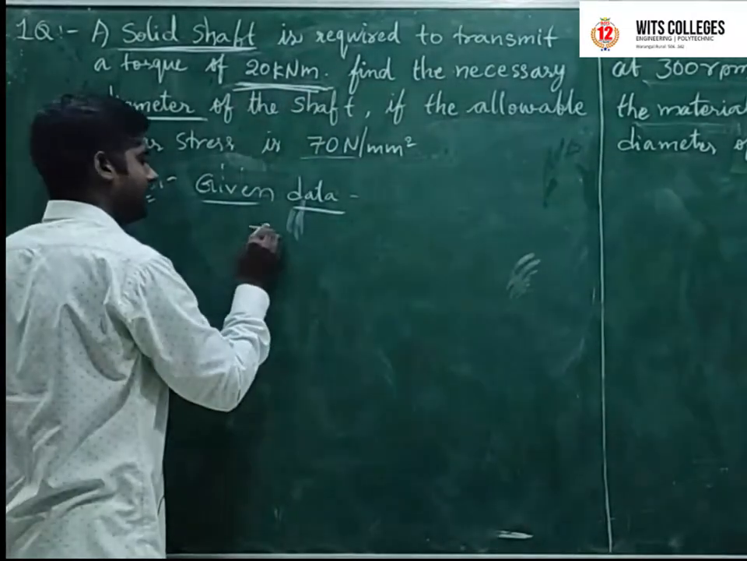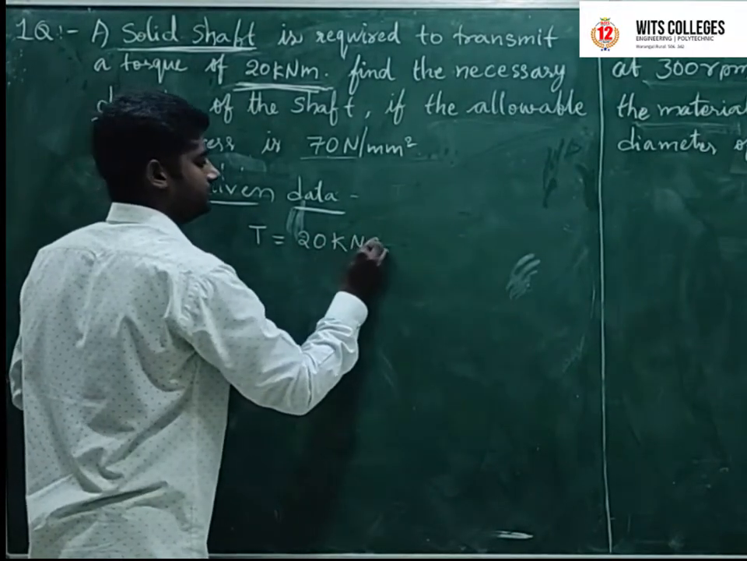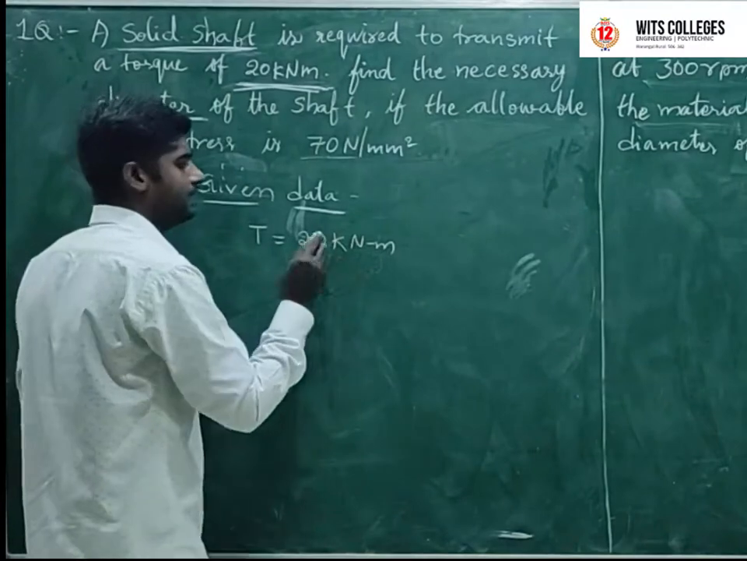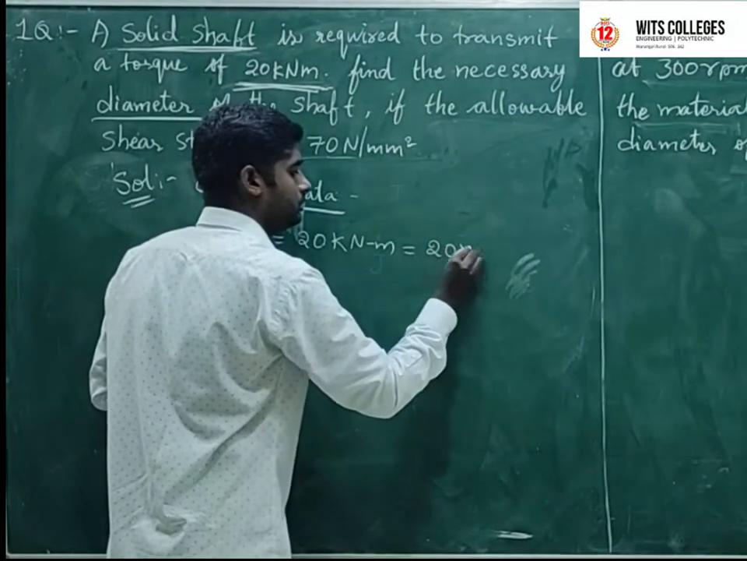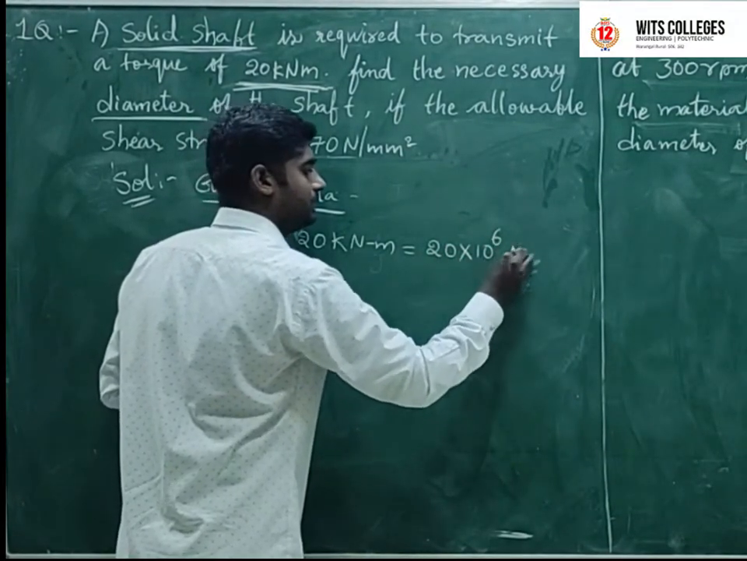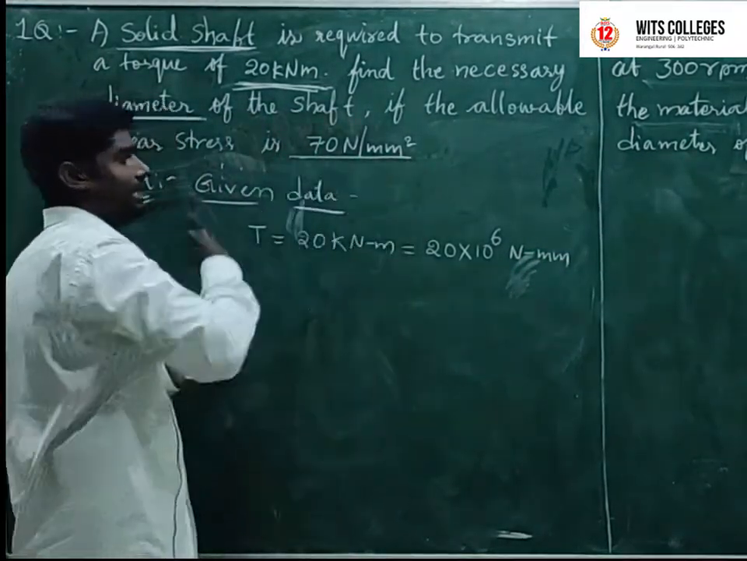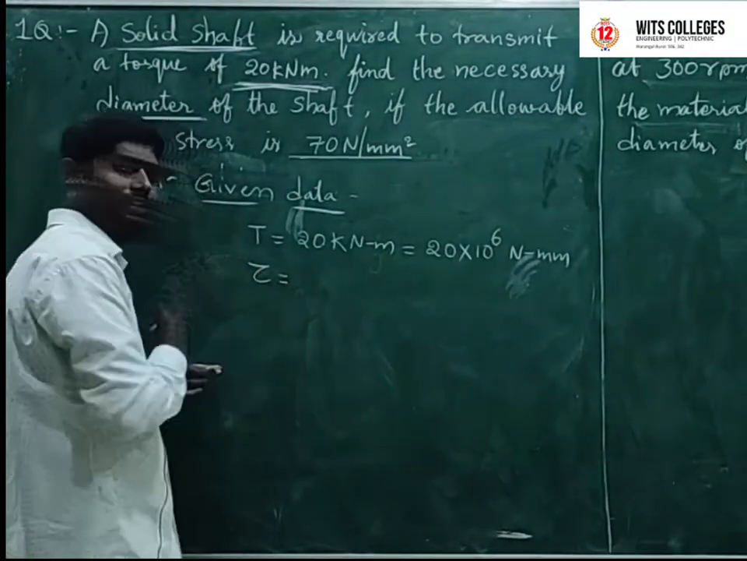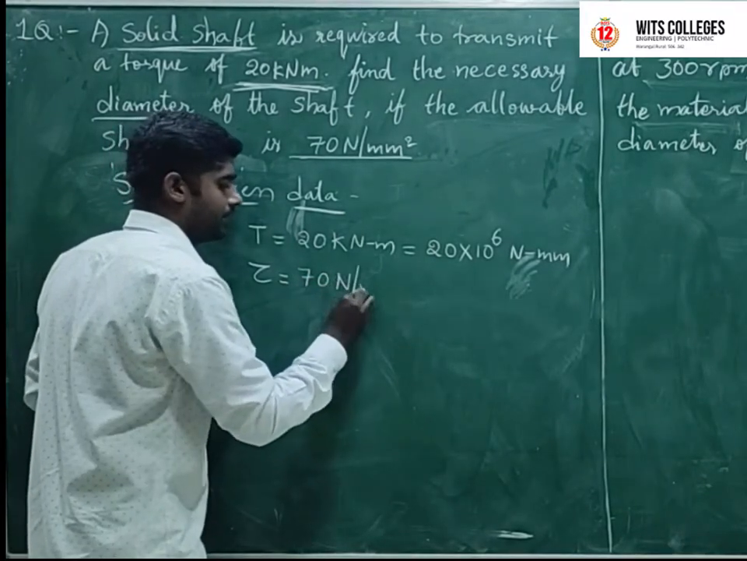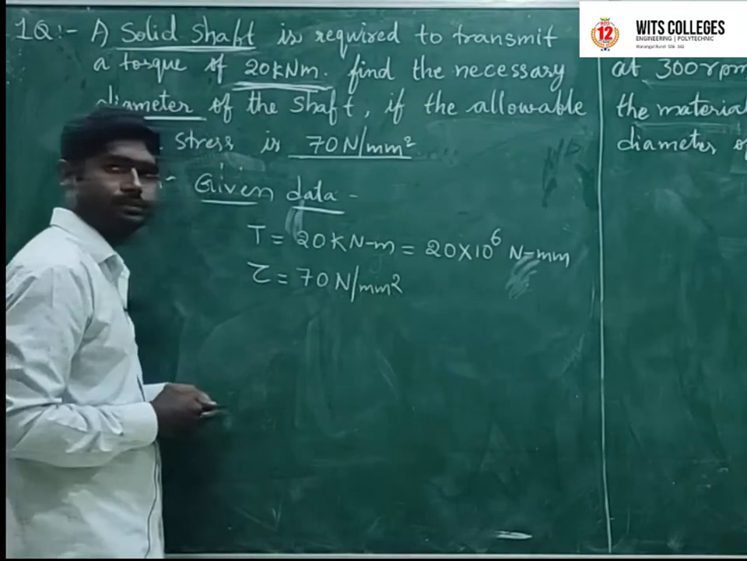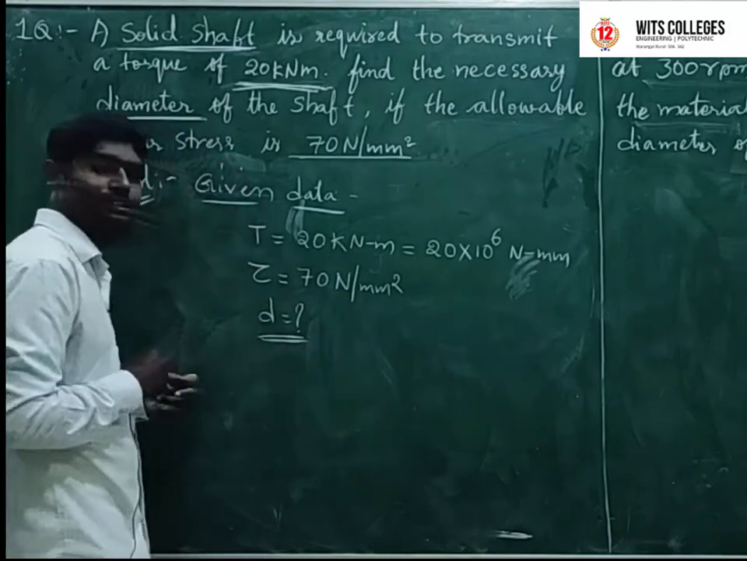the transmitted torque. Torque is denoted by T, 20 kilonewton meter. Converted into Newton mm, that is 20 into 10 to the power of 6 Newton mm. Allowable shear stress is always denoted by tau. Tau is equal to 70 Newton per mm square. Next, we need to find the diameter.